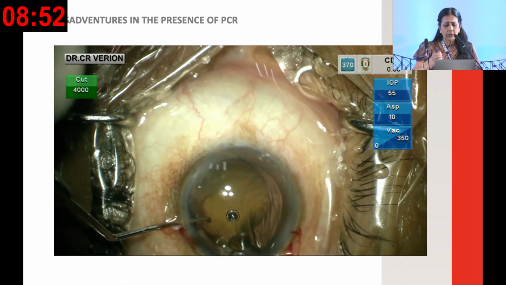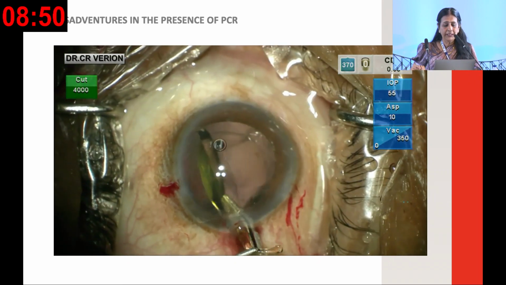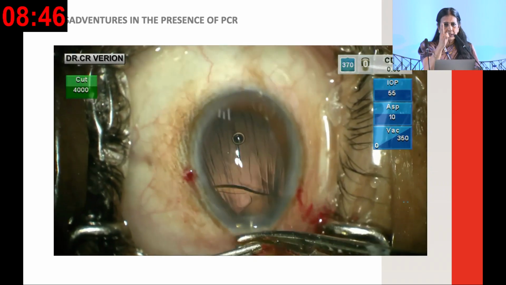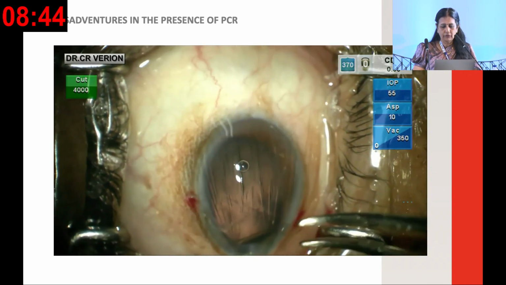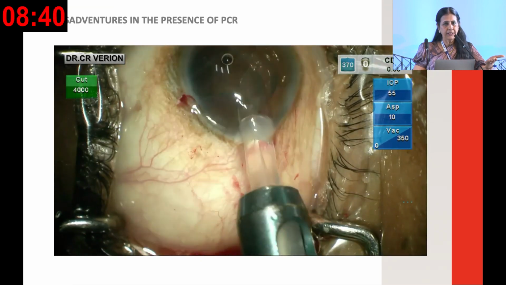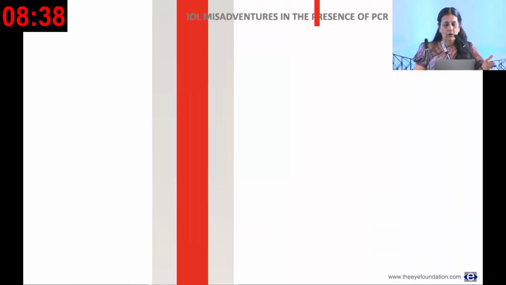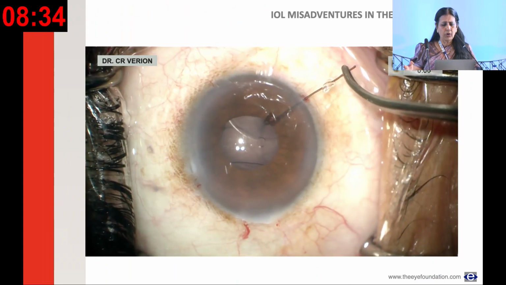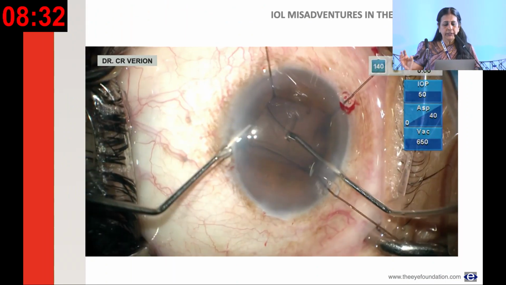So either I could get the haptic out of the bag, and then with that firm hold on the haptic, I need not cut all the way through, I could just cut half of it and get the IOL out, and then inject another 3-piece IOL in the sulcus and do an optic capture. This is another situation where again a patient operated elsewhere comes to me with a decentered IOL.